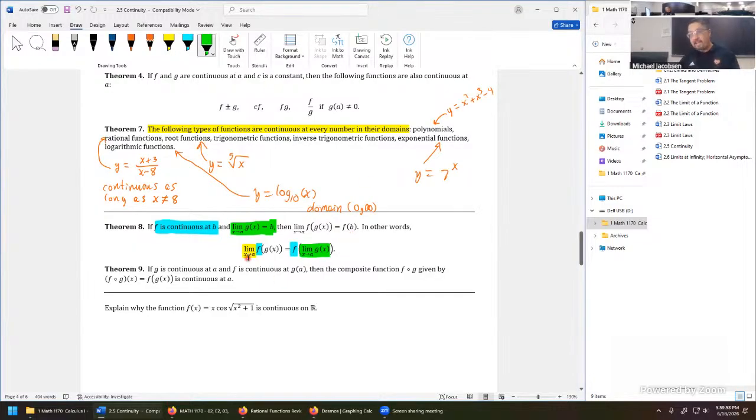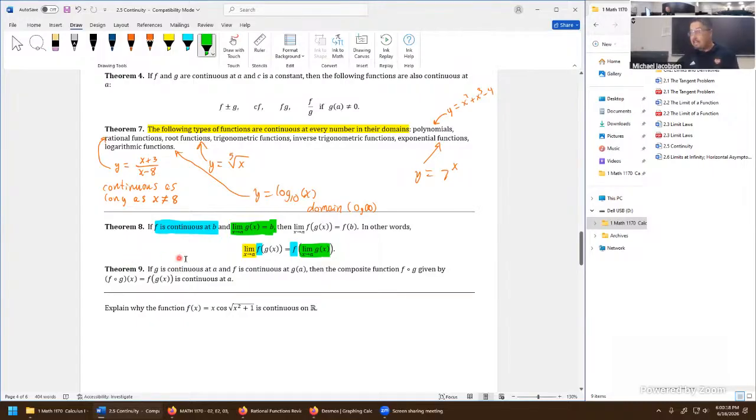altogether. In fact, we've done that in a couple places already in section 2.3, particularly with root functions, square roots. If you have a continuous function, the limit operator can go on the inside. So that's a nice, wonderful property as well. This one is more about function composition, f of g of x. And then theorem 9 just expands on that.